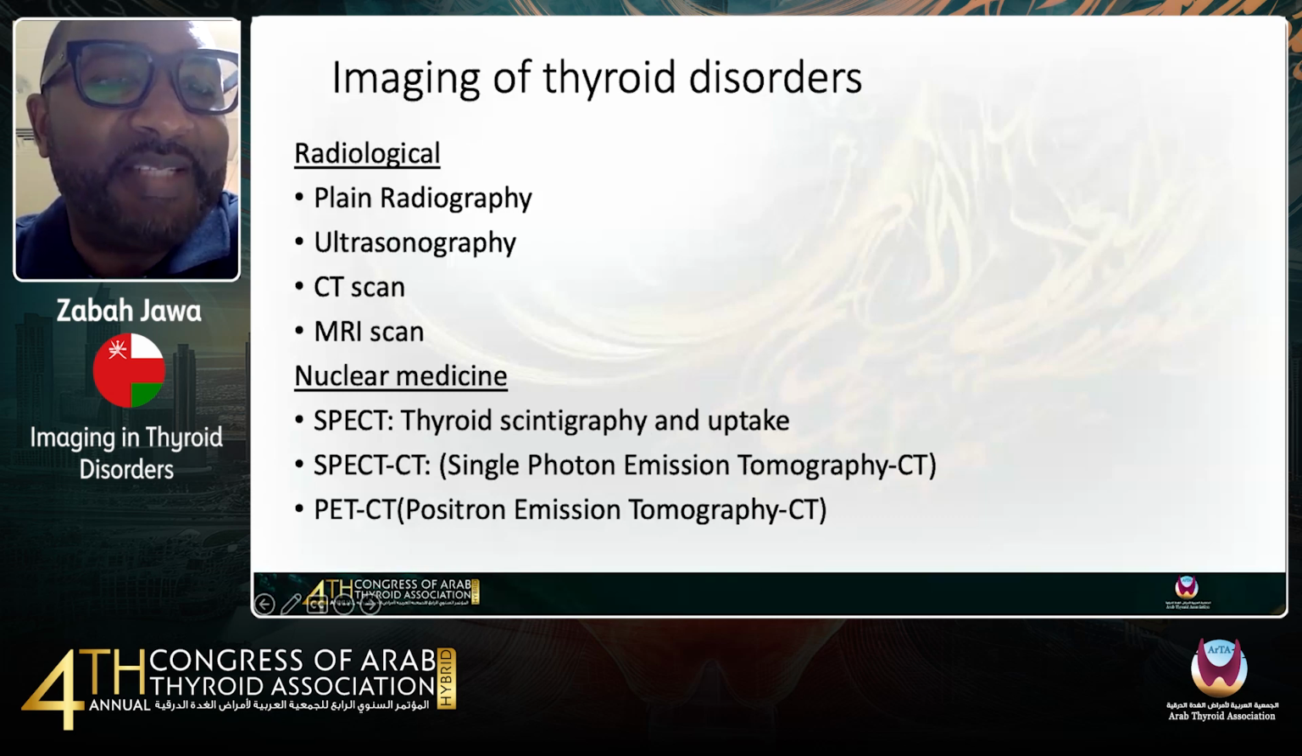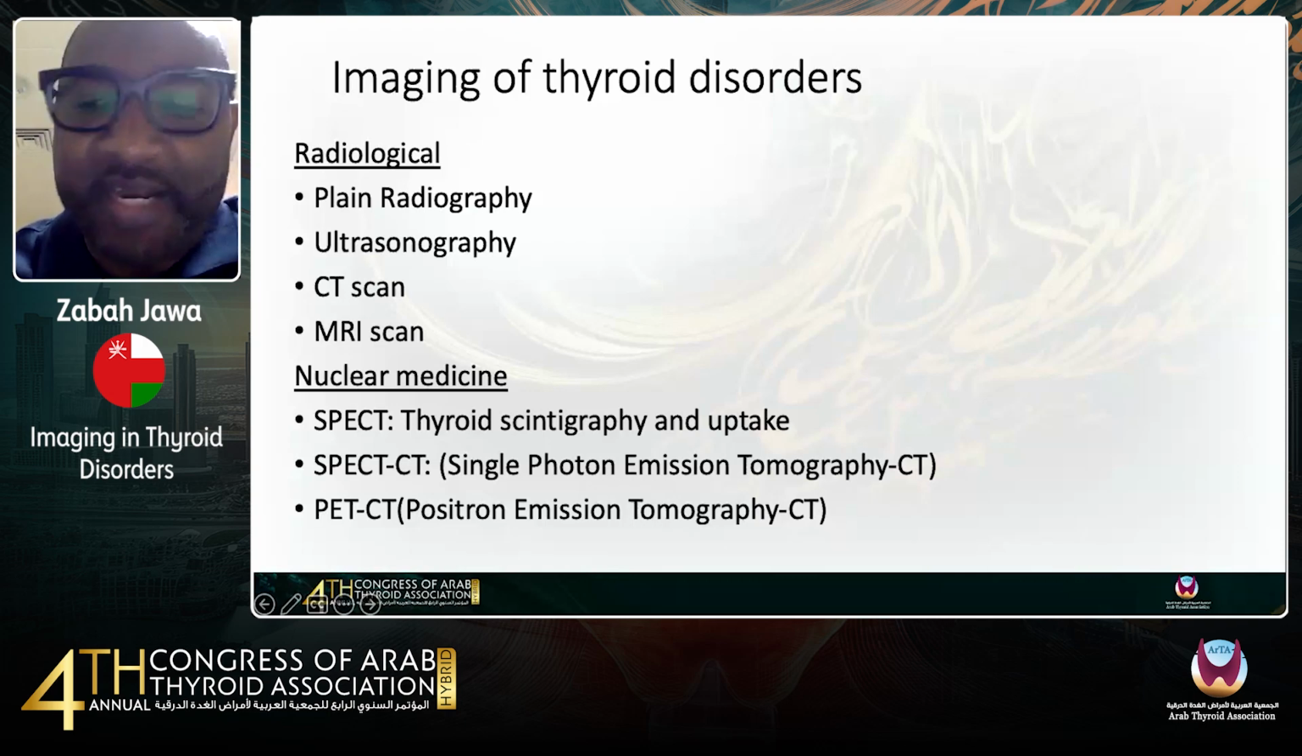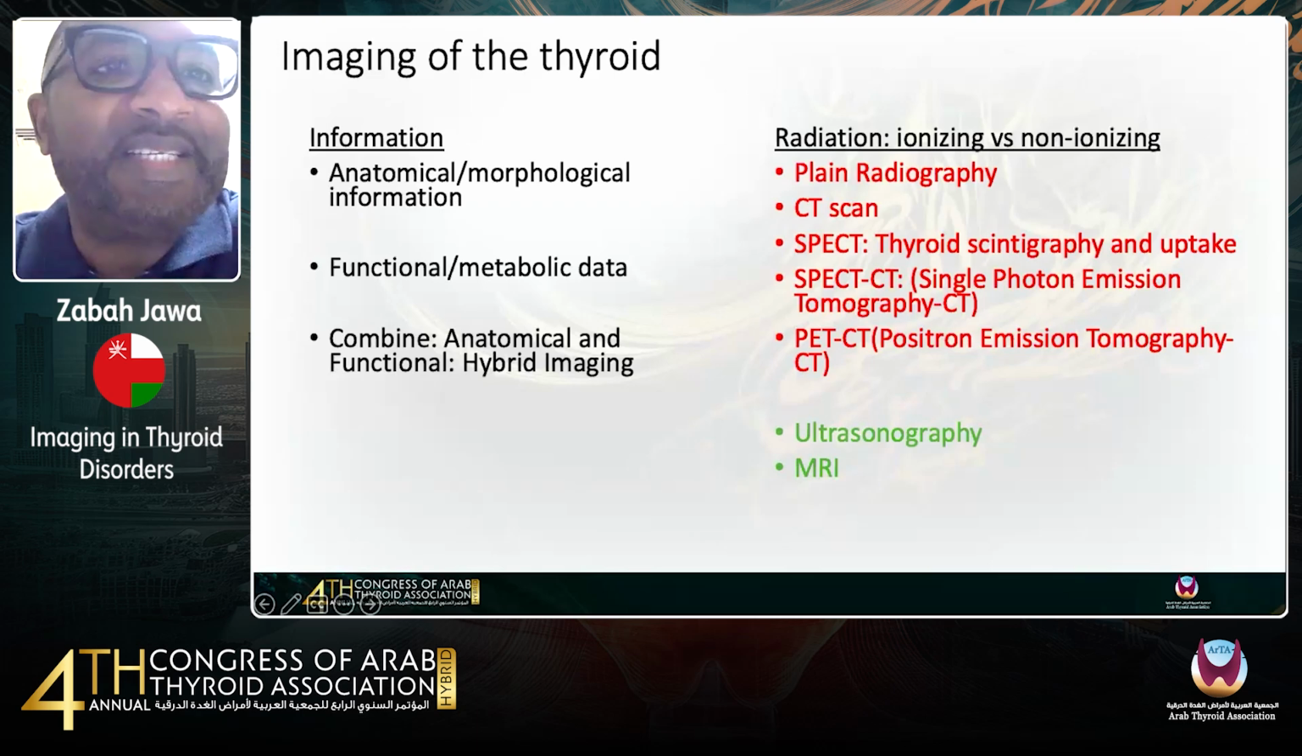Whereas the nuclear imaging scans are the SPECT, and the common one that we know is thyroid scintigraphy. We have the SPECT CT, which is single photon emission computed tomography, and we have PET CT, which is positron emission tomography that looks at metabolism. So if you look at it again, the information that you get from these imaging modalities is either anatomical or morphological information, or functional information.